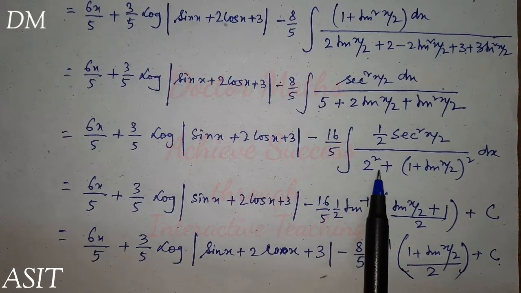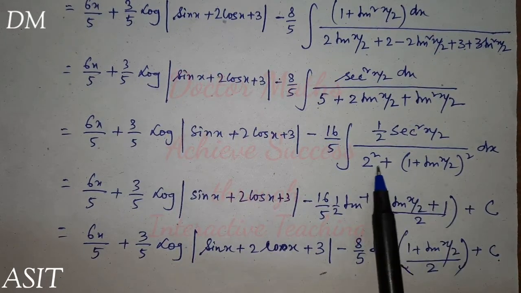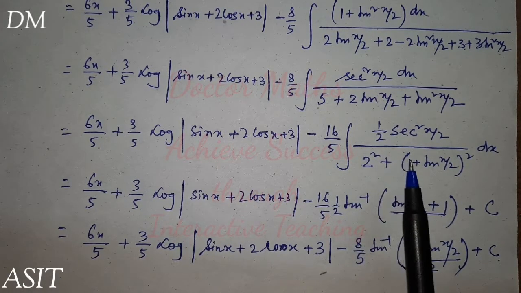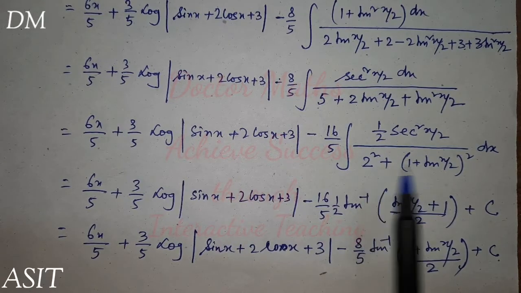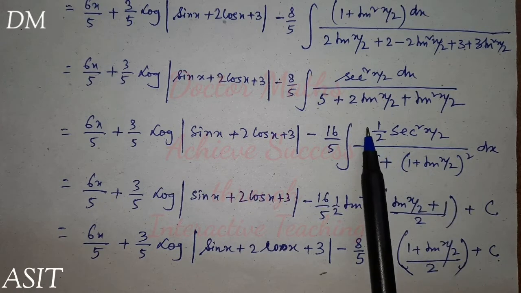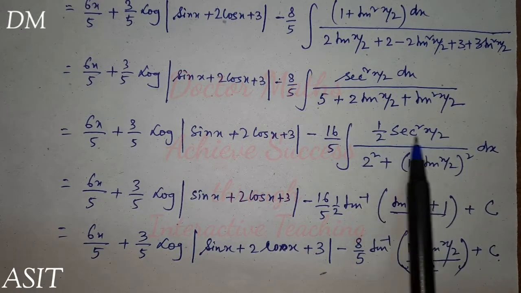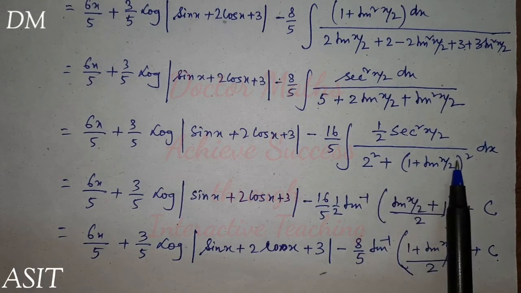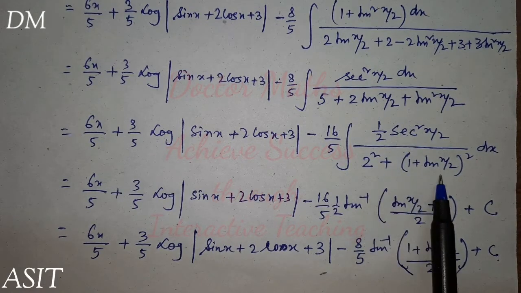Now if I take tan x by 2 as z, which I have not taken here, I have done it directly, but you have to take it and do this thing. So therefore if I take tan x by 2 as z, half secant square x by 2 dx will become dz, and this will become 2 square plus z square. So therefore it is dz by a square plus z square.